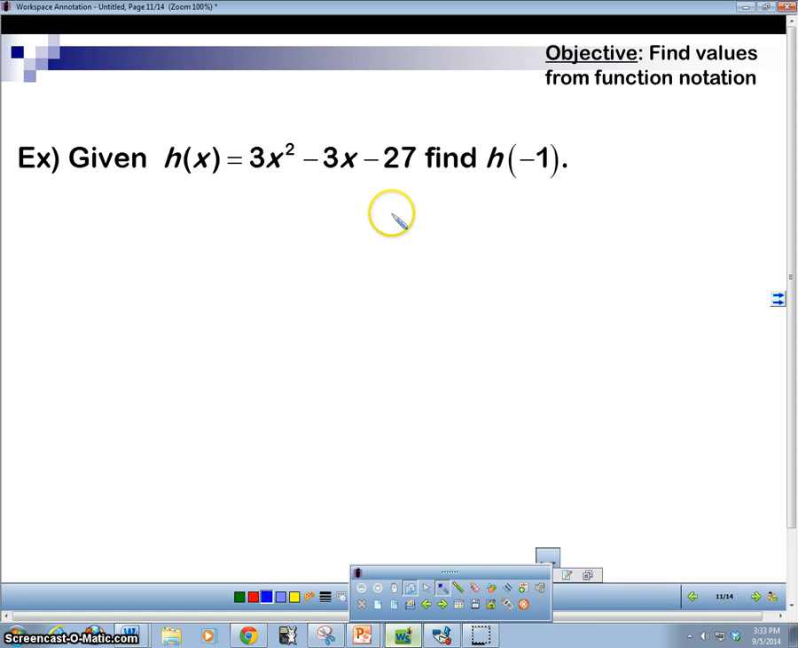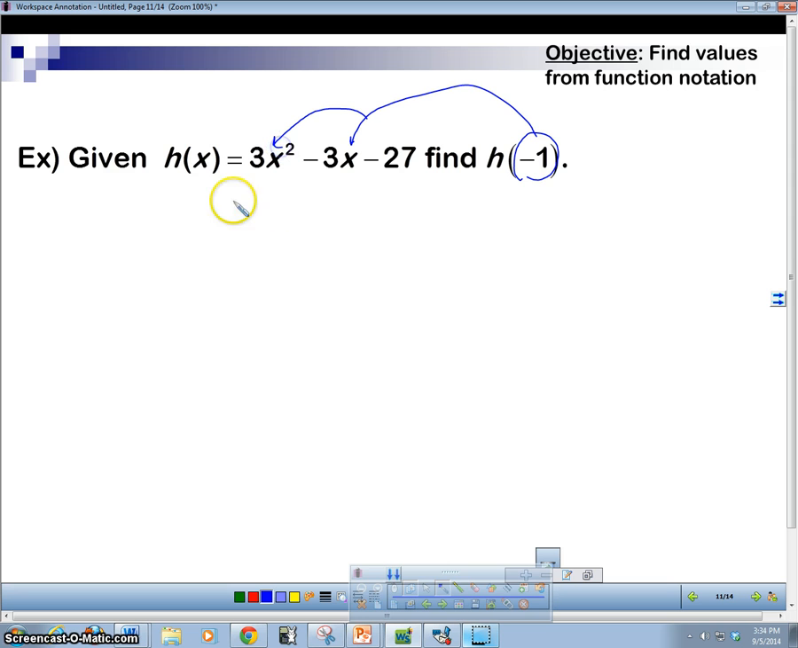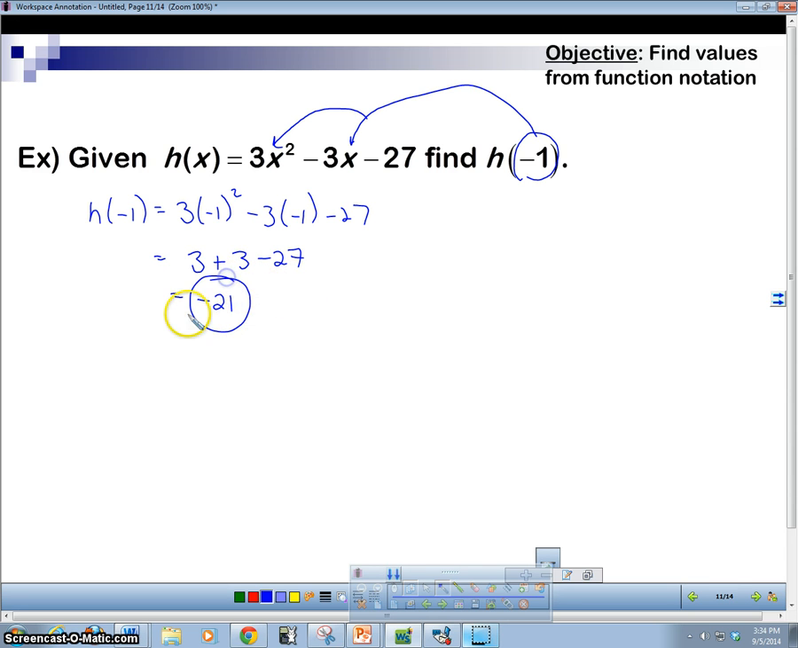Now we have this function here. We're going to plug in negative 1 where we see an x, in both spots here. So h of negative 1 is equal to 3 times negative 1 squared minus 3 times negative 1 minus 27. So 1 squared is just positive 1. 3 times negative 1 is negative 3, minus that makes positive 3, minus 27. So 3 plus 3 is 6, minus 27 is negative 21. That's your answer. So again, if we were to graph this, we would have negative 1 comma negative 21 as our point.